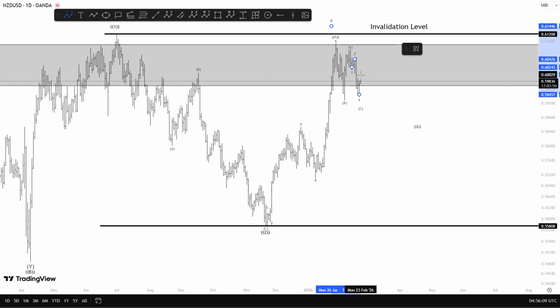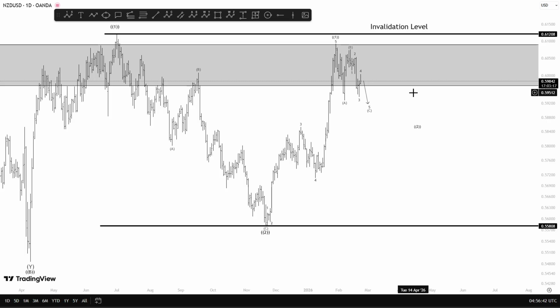2, 3, and now forming 4, now 5. We're expecting 5. The 5 will break this line with A and 3. So we're expecting 5 to the downside. This is daily time frame. So what you're expecting now is after this wave 4, you're expecting wave 5 around there. Then after the completion, this is what you should be expecting now.